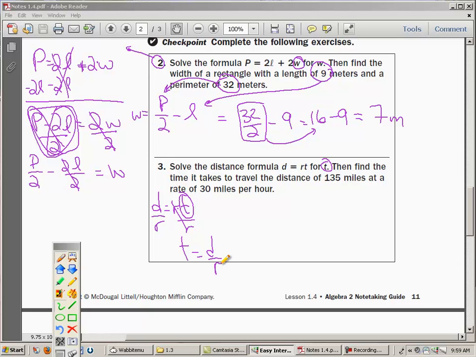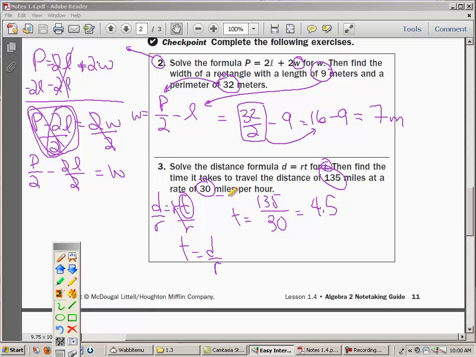All right. So they give us a rate of 30 miles per hour. They give us a distance of 135 miles, so we're going to say the time is equal to the distance, 135 miles, divided by the rate, which is 30 miles per hour. And 135 divided by 30 comes out to 4.5.